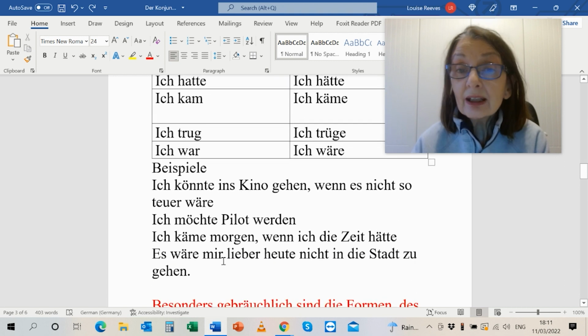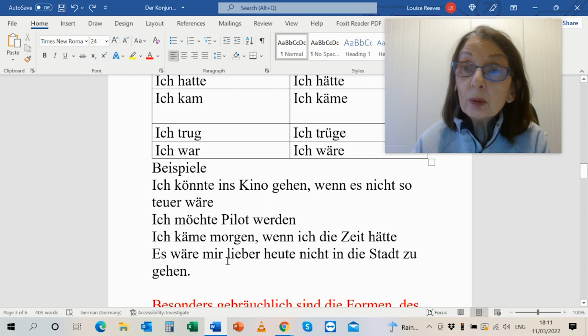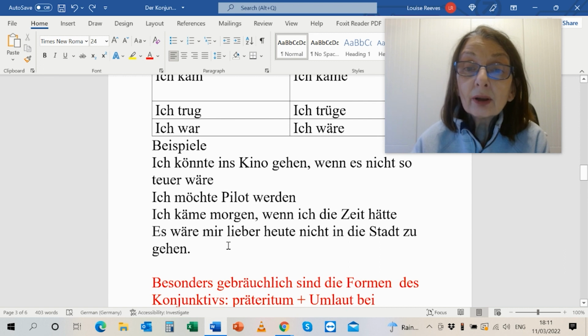Now here's another few examples for you here. Ich könnte ins Kino gehen, wenn es nicht so teuer wäre. I could go to the cinema if it's not too expensive. Ich möchte Pilot werden. I'd like to become a pilot. Ich käme morgen, wenn ich die Zeit hätte. I would come tomorrow if I have the time. Es wäre mir lieber, heute nicht in die Stadt zu gehen. I would prefer not to go into town today.